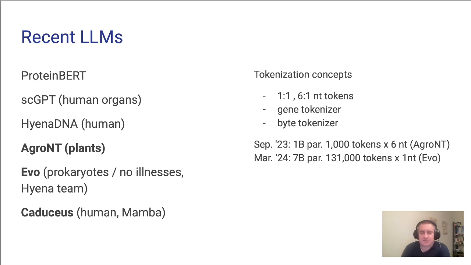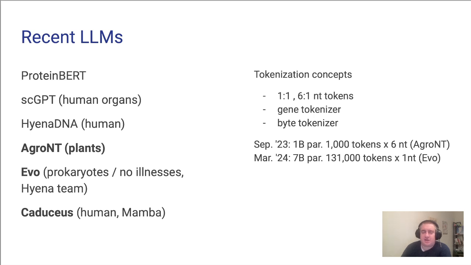That's a DNA level large language model. And then early 2024, there's EVO, which was trained on prokaryotes or bacteria type cells. They removed all of the genomes known to cause human illnesses, and that's from the same team as Hyena, so it's sort of like continued evolution. And then Caduceus, kind of a lesser known model at this point, but they're using the new Mamba architecture instead of a transformer.